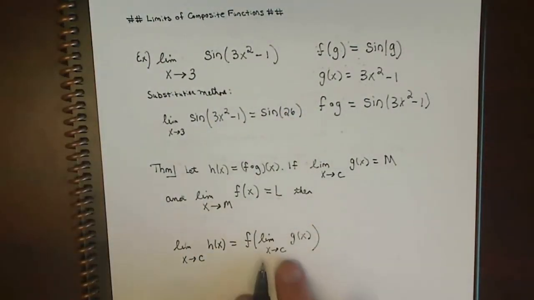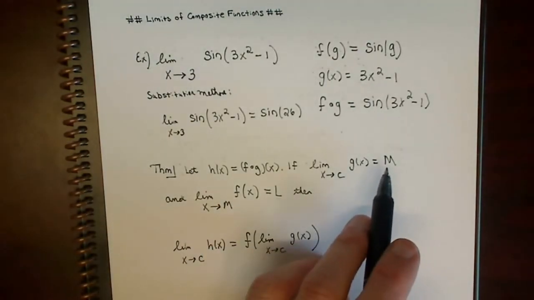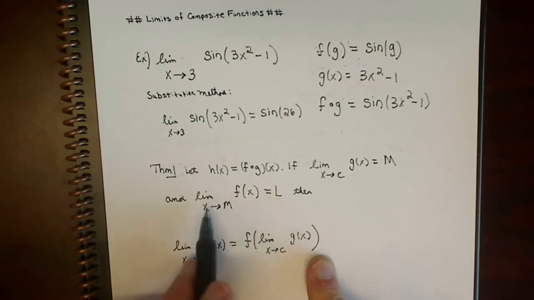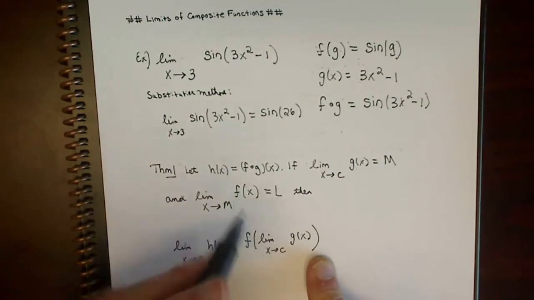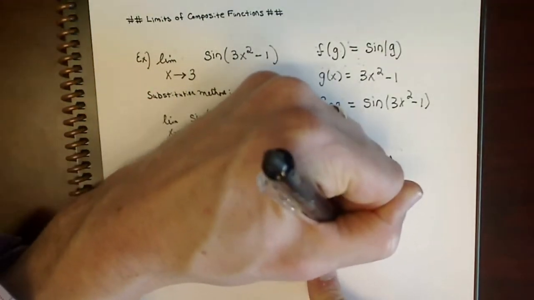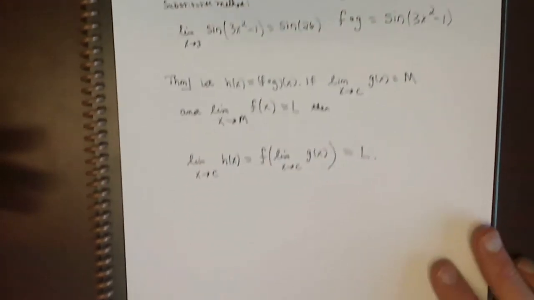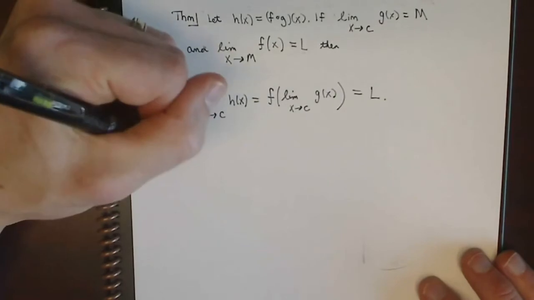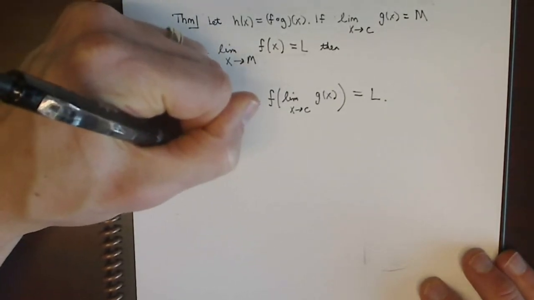And what that means is the limit as x goes to c of g of x has already been told to us to equal m. So this would be f of m, or the limit as x goes to m, which means the limit must equal L. So how can we use this in practice? And you'll see 2 homework questions in WeBWorK related to this. But let's look at an example that you might have.